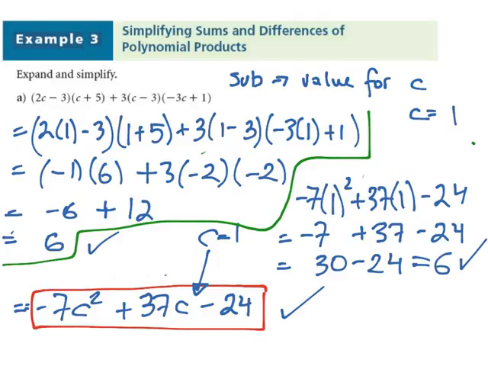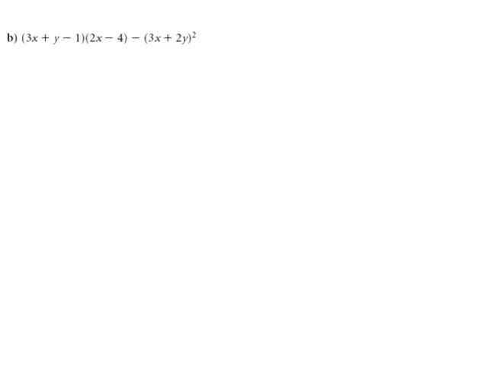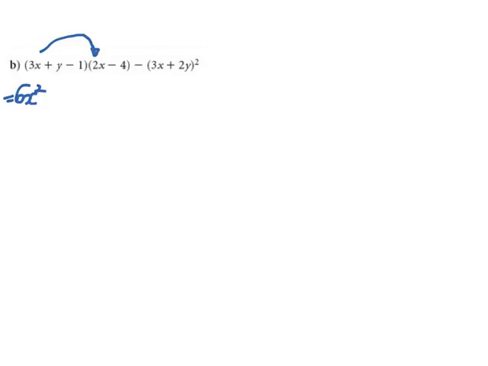I'm going to do one more example like this for practice. So we're going to expand, and we're going to simplify this. It's a little bit more complicated, a little bit lengthier, but let's go. So 3x times 2x, that's 6x squared. Then 3x times negative 4 is negative 12x.